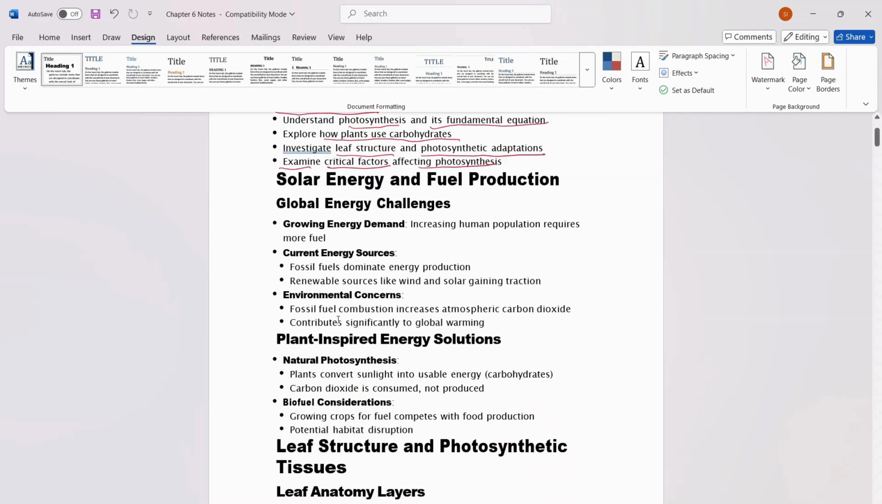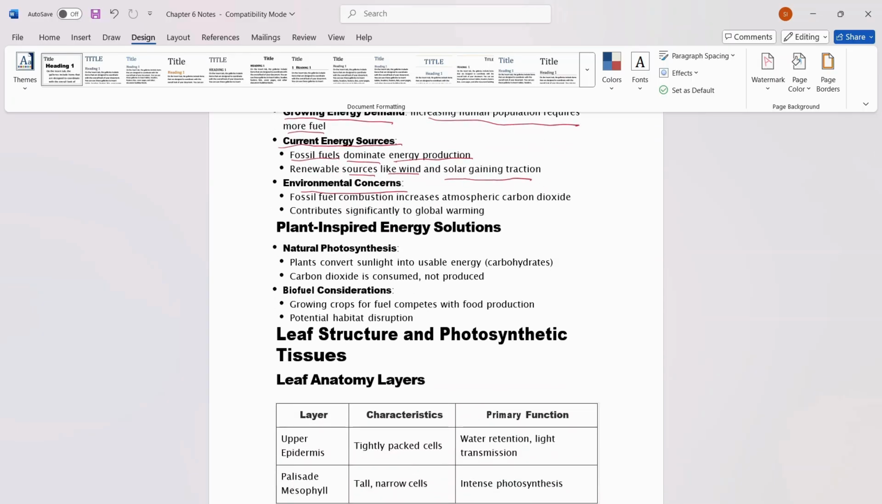Alright, so solar energy and fuel production. Global energy challenges: growing energy demand, and an increasing human population requires more fuel. Current energy sources: fossil fuels dominate energy production. Renewable sources like wind and solar are gaining traction.